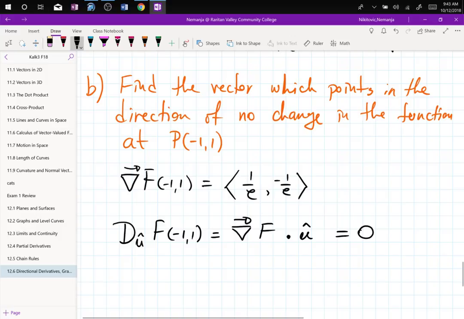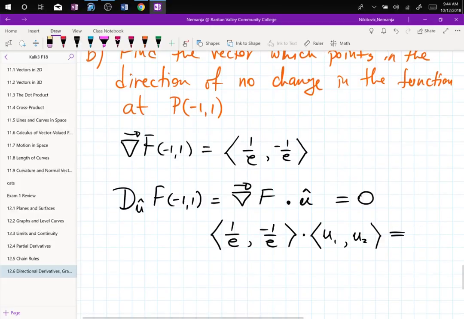We have that the gradient is 1 over e, negative 1 over e. We don't know what u1 and u2 are, but we know that the dot product we want to be 0. So can we solve this equation somehow? I'll use the 0 vector. Well, that's a trivial solution. So I tried. Zero vector would definitely kill it, yeah.